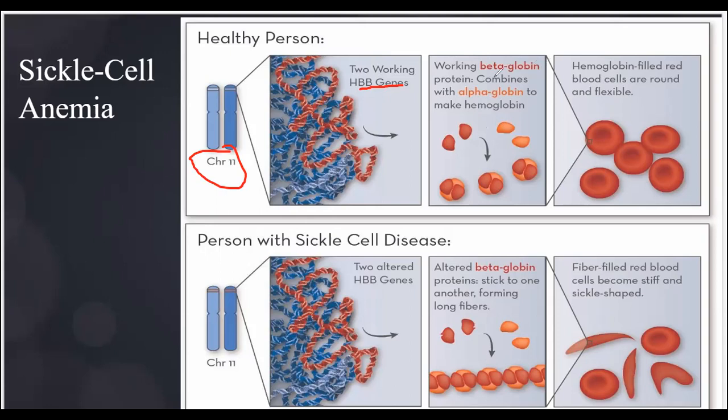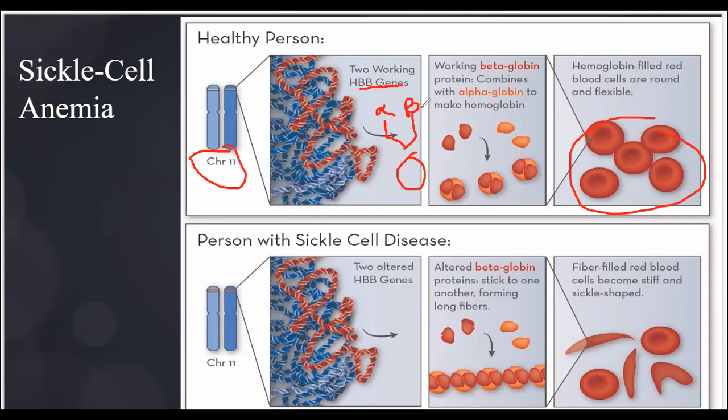Okay, so working beta globulin protein combines with alpha globulin to make hemoglobin. Basically, the hemoglobin molecule is made in two parts, alpha and beta. The alpha protein has to be made, the beta protein has to be made. They will come together and make the hemoglobin pigment, and this is how a normal RBC will look if both the proteins are made.